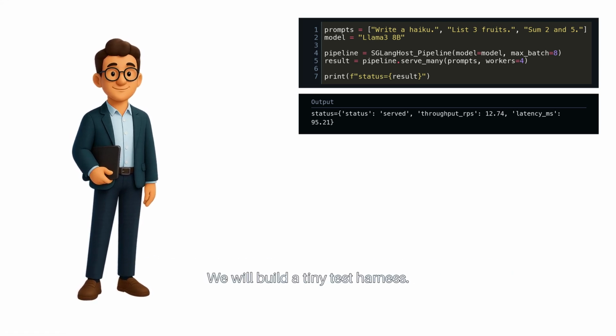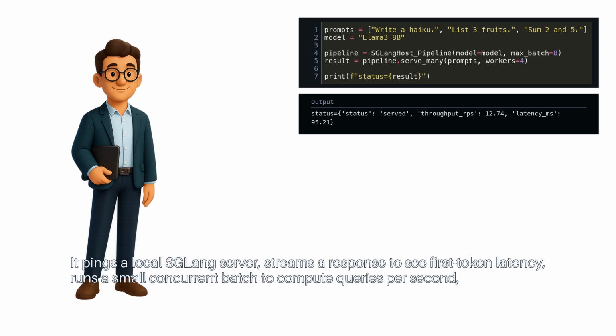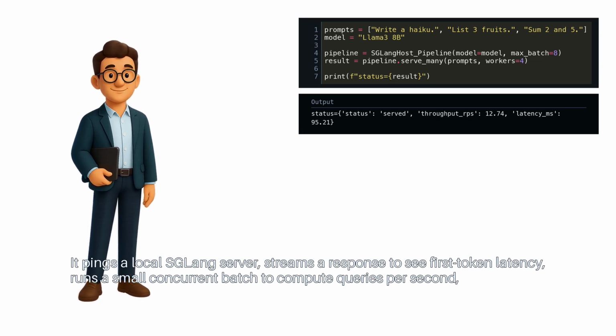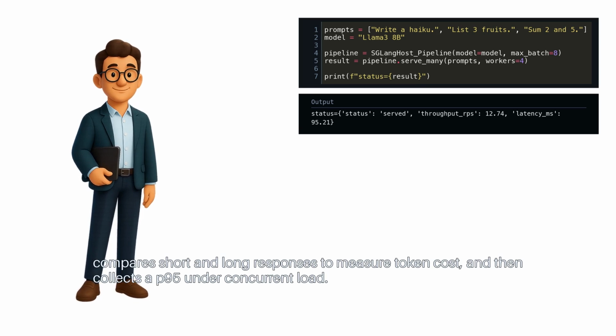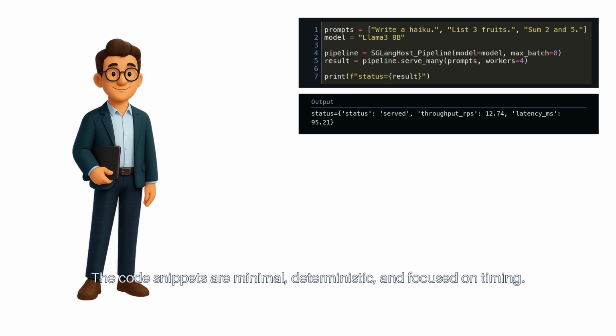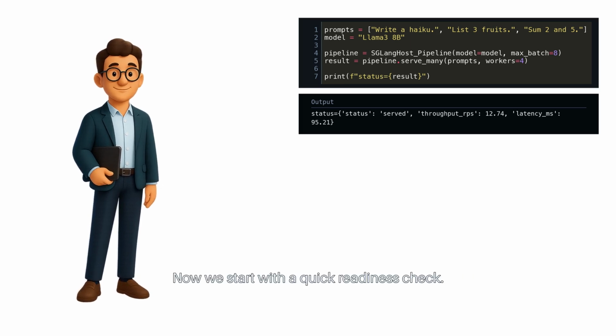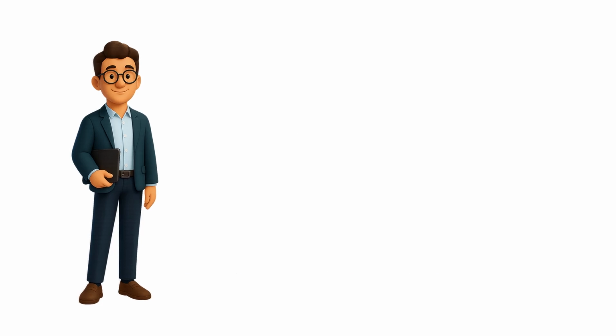We will build a tiny test harness. It pings a local SGLang server, streams a response to see first token latency, runs a small concurrent batch to compute queries per second, compares short and long responses to measure token cost, and then collects a P95 under concurrent load. You do not need to run a full deployment to follow this in Python. The code snippets are minimal, deterministic, and focused on timing. Now we start with a quick readiness check.